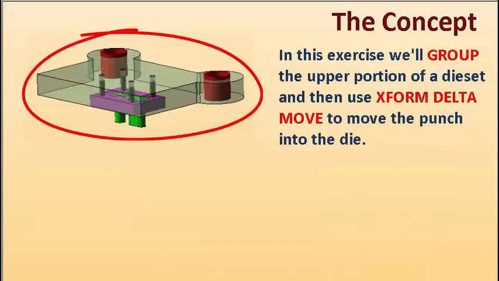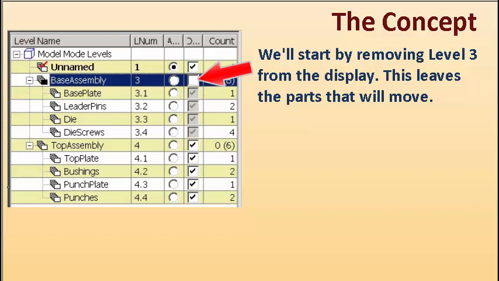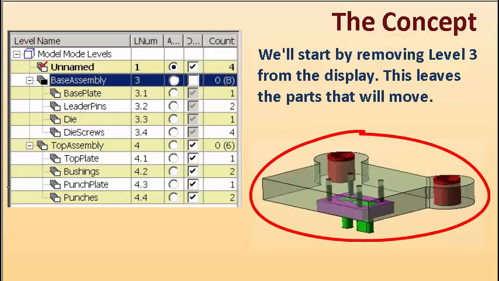In this exercise, we'll group the upper portion of a die set and then use X-form-delta-move to move the punch into the die. We'll start by removing level 3 from the display. This leaves the parts that will move.